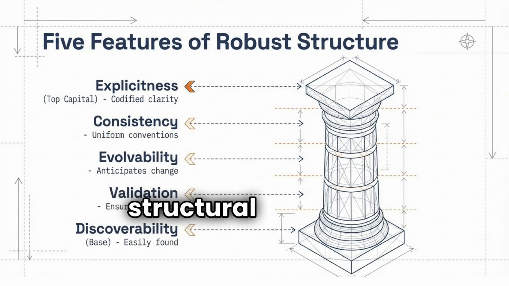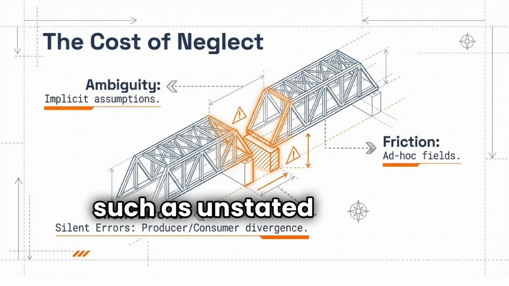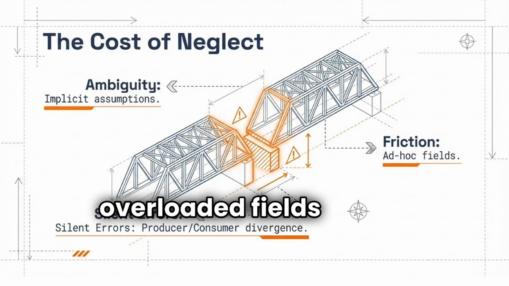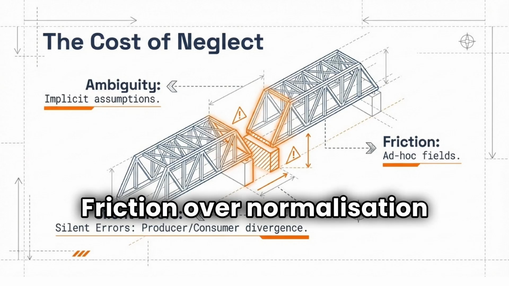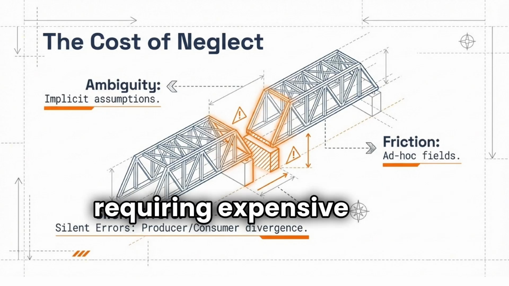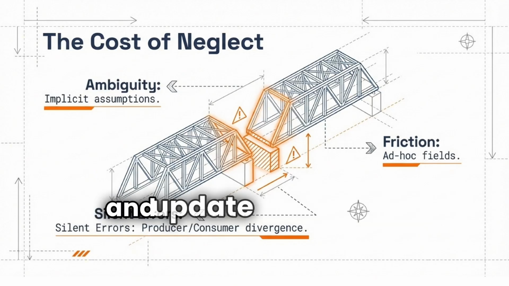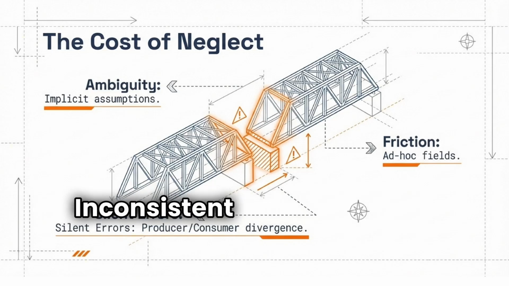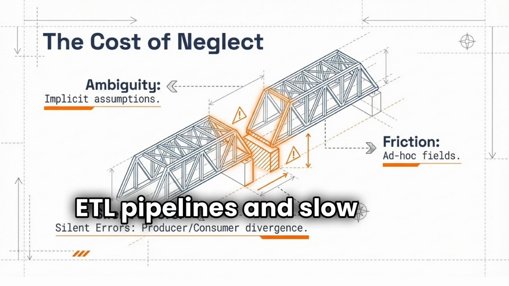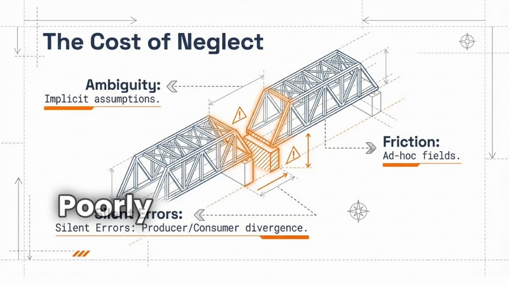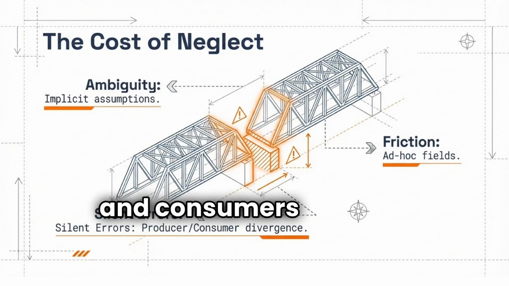What are the common structural mistakes and their implications? Implicit assumptions, such as unstated units or overloaded fields, create ambiguity and integration friction. Over-normalization can hinder performance by requiring expensive joins, while under-normalization can introduce duplication and update anomalies. Inconsistent naming and ad hoc fields produce brittle ETL pipelines and slow down onboarding of new analysts. Poorly versioned schemas lead to silent errors when producers and consumers diverge.